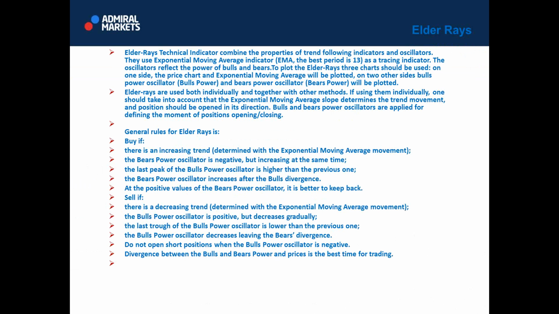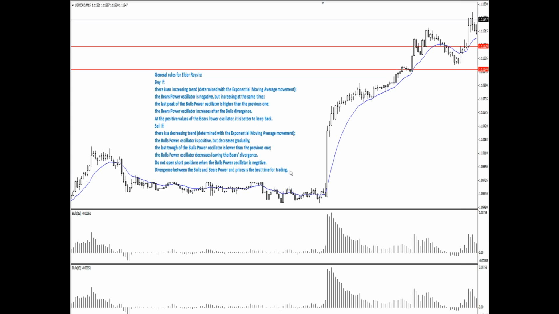Divergence between the Bull's and Bear's Power and prices is the best time for trading. So basically, these are general guidelines for Elder Rays. Plot your EMA on the chart, plot the Bulls and Bears indicators, and use these rules for a buy or a sell. So it is a good one.